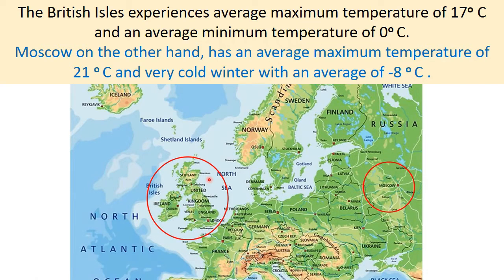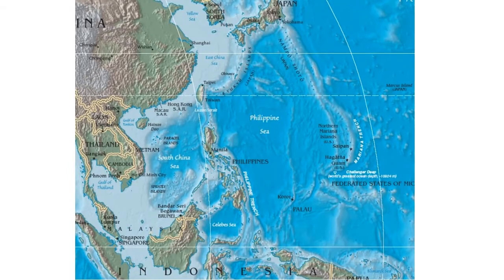In fact, the British Isles experiences an average maximum temperature of 17 degrees Celsius and an average minimum temperature of 0 degrees Celsius, while Moscow, on the other hand, has an average maximum temperature of 21 degrees Celsius and very cold winter with an average of -8 degrees Celsius. The climate of the place is influenced by the surrounding bodies of water.